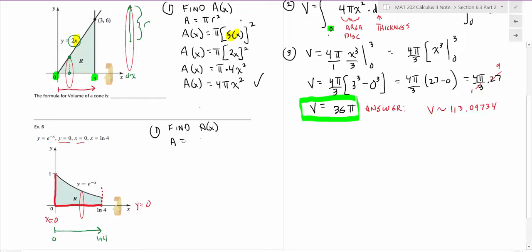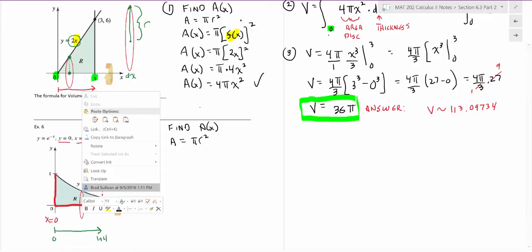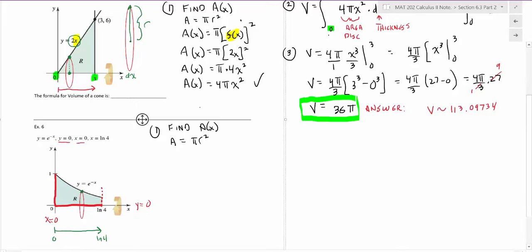So again, the area of a circle is pi r squared. However, the radius is just the function value again. You're looking at a y value there, and you're looking at y equals 0. So that distance right there is the radius, so that will be the function value again.